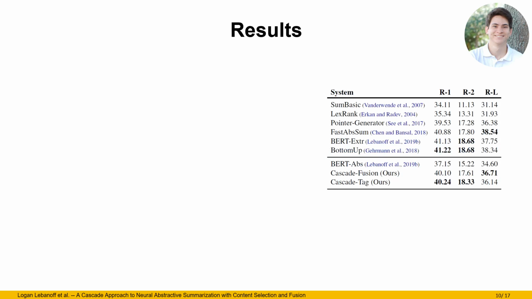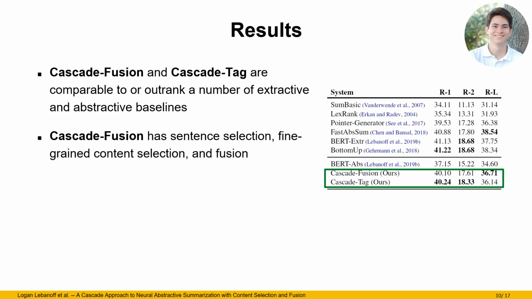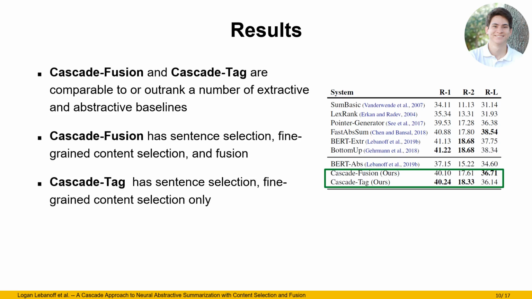Now let's go on to the results. Our models, Cascade Fusion and Cascade Tag, are comparable to or outrank several extractive and abstractive baselines. The Cascade Fusion model includes all three parts of sentence selection, fine-grained content selection, and fusion, while Cascade Tag has only the two content selection parts.